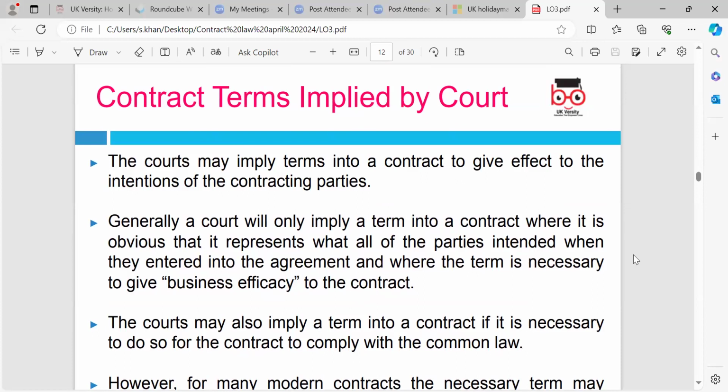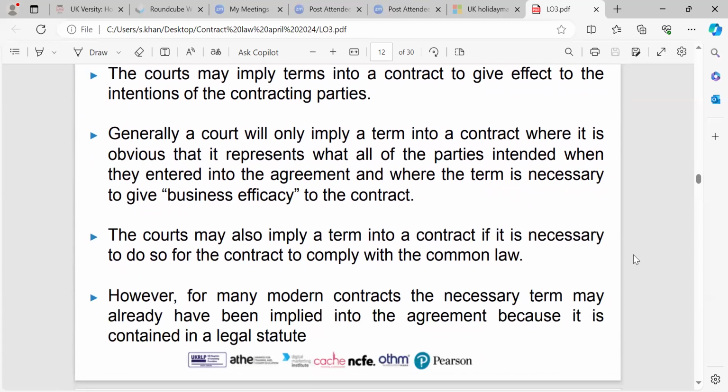The courts may imply terms into a contract to give effect to the intentions of the contracting parties. Generally, a court will only imply a term into a contract where it's obvious that it represents what all the parties intended when they entered into the agreement, and where the term is necessary to give business efficacy to the contract. The courts may also imply a term into a contract if it is necessary to do so for the contract to comply with common law. However, for many modern contracts, the necessary term may already have been implied into the agreement because it is contained in a legal statute.